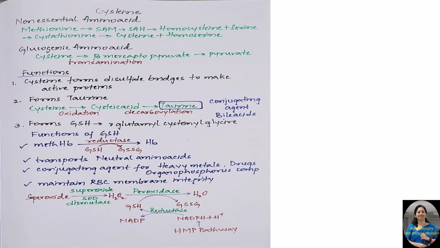Cysteine forms taurine. This is the mechanism by which cysteine forms taurine. Cysteine undergoes oxidation to form cysteic acid. This undergoes decarboxylation to form taurine, and taurine is used for conjugation of bile acids.